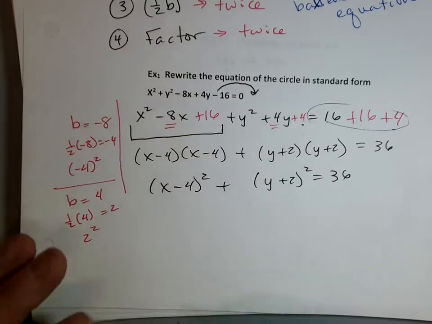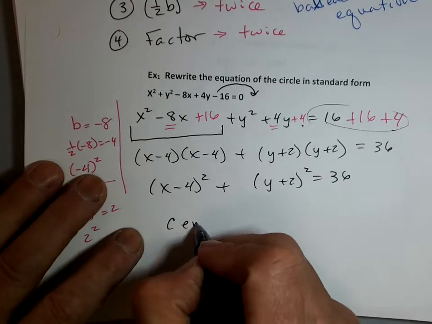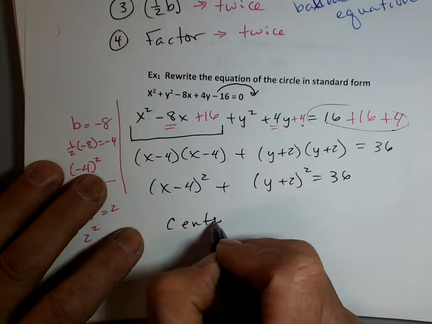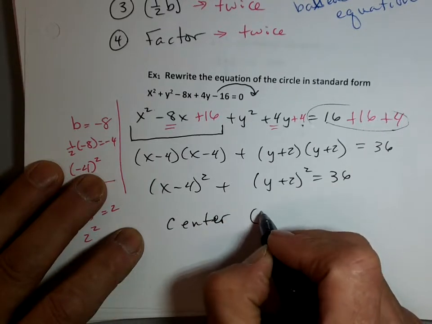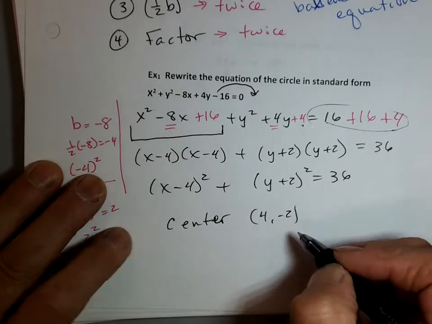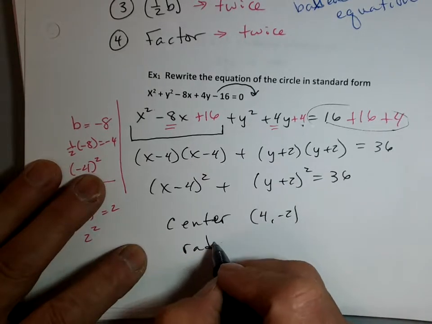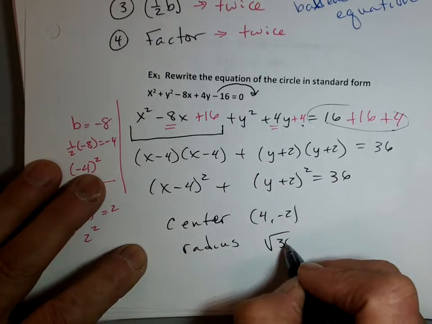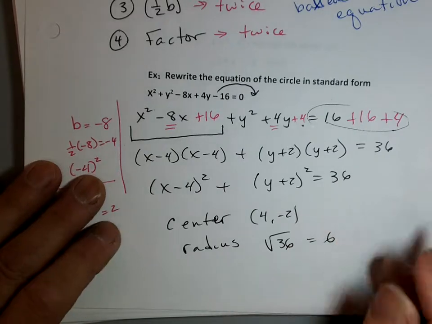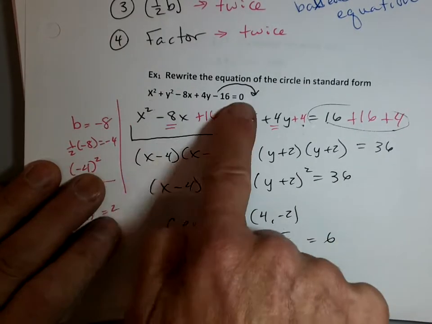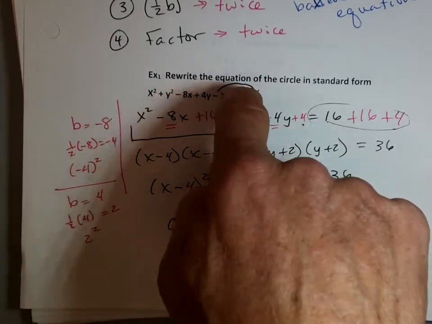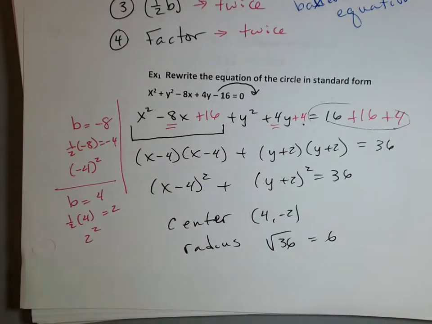Now, if we had to graph it, we could easily say the center is at 4, -2, right? And the radius is simply going to be the square root of 36, which is 6. Easy. From the original problem, you couldn't get that, could you? You had to make it into standard form. Thumbs up? Yes. Okay. All right, let's turn the page.